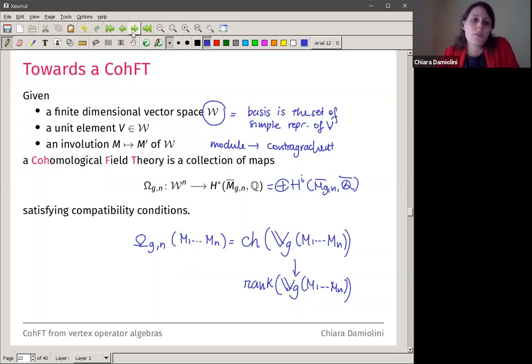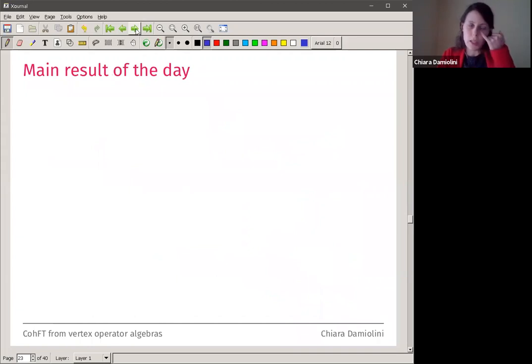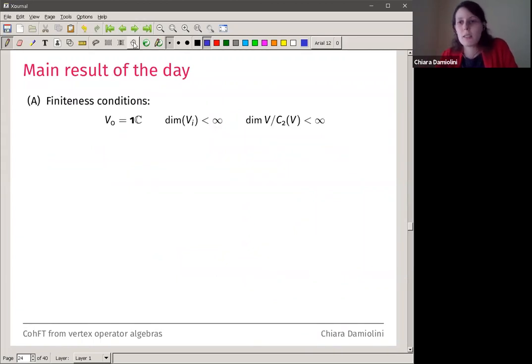So the conditions that we want to impose, and that will lead to the main result of the day, are first of all a finiteness condition. We already said that we want our vertex algebra to be of CFT type, and we further require Zhu's finiteness condition, so the fact that V modulo C2V is finite. This is, I believe, a very standard condition to impose on vertex algebras.